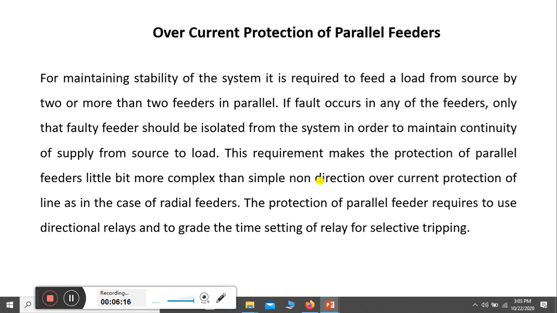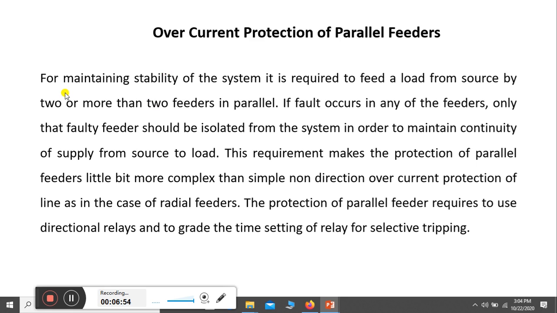But this system is a little different from the radial feeder system, because in the radial feeder system we placed only non-directional relays, and no directional relays. Here this is a complex system. In this parallel feeder system, we place directional relays and non-directional relays, or directional relays or reverse power relays. We will see the diagram and explain further.